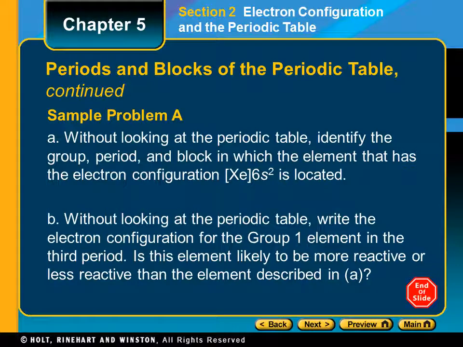without looking at the periodic table, write the electron configuration for a group 1 element in the 3rd period. Is this element likely to be more reactive or less reactive than the element described in A? That's the first thing we're going to do. Moving on.